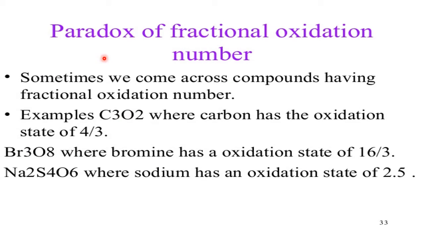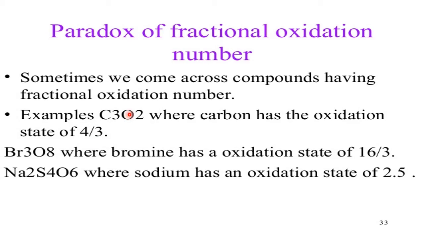This is called the paradox of fractional oxidation number. Okay, it is there. We have to believe it. Sometimes we come across compounds having fractional ON. Examples: C3O2. This is called carbon suboxide, where carbon has an ON of 4 by 3.